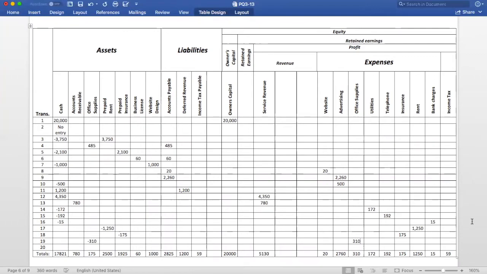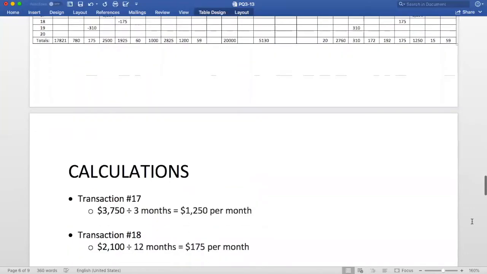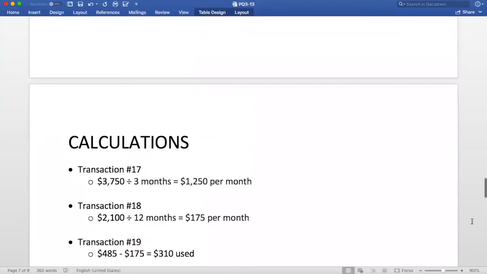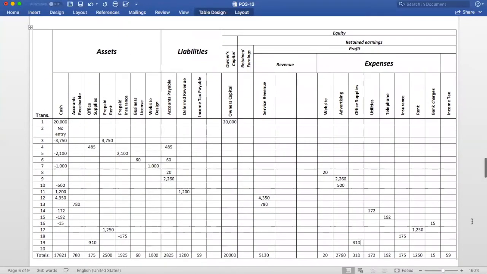And finally, number 20, you will pay income tax of 25%. Before we can calculate income tax, we must find our profit, which equals revenue minus expenses. In this case, our profit is $236. We can now find 25% of 236, which is $59. Income tax payable will increase by $59, and income tax expense will increase by the same amount.